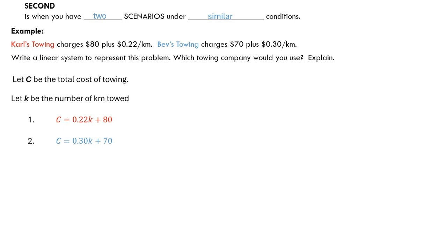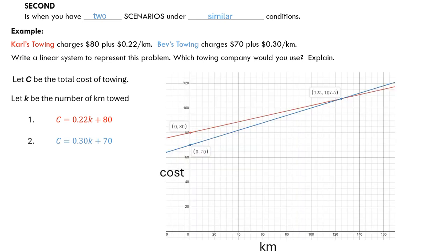We'll model these two equations on a Cartesian plane with kilometers representing the x-axis and cost represented by the y-axis. When these equations are graphed, we can see that the point of intersection is 125, 107.5. Now you're asked, which towing company would we use? Now this would depend on how far a car needed to be towed.